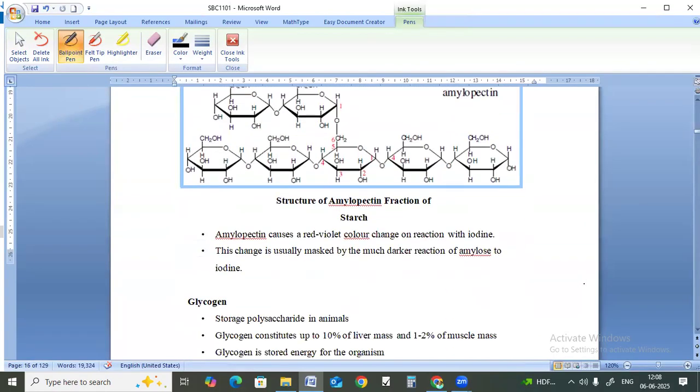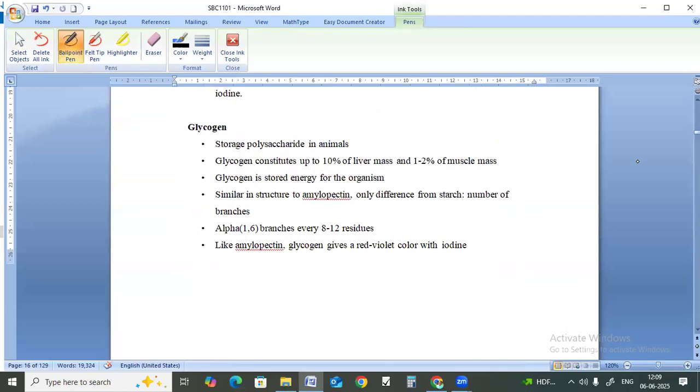Whereas the amylopectin forms a red-violet color chain on reaction with iodine. Next, coming to the glycogen. Here, one example is the starch, that is the homopolysaccharide, and that also consists of alpha glucose units.